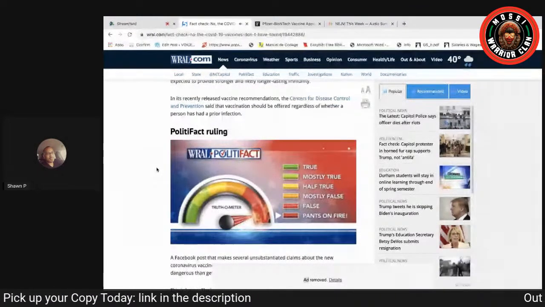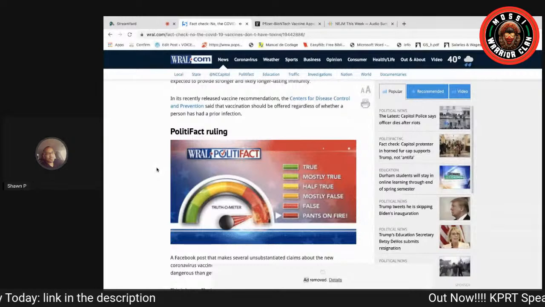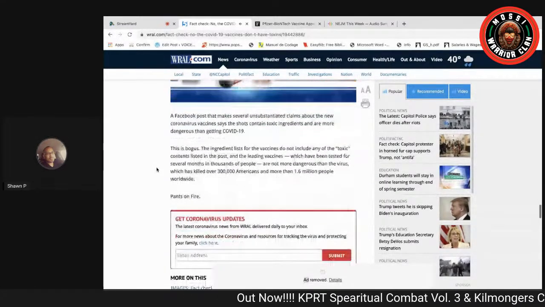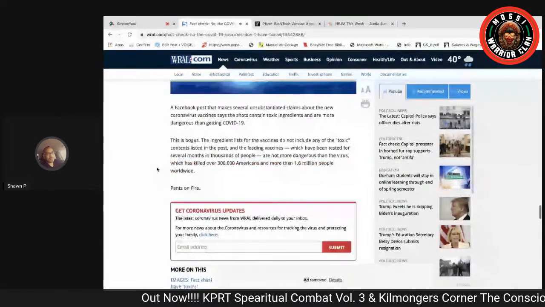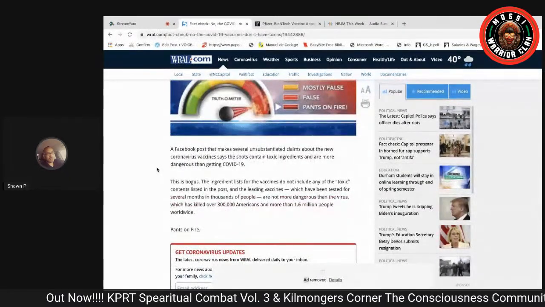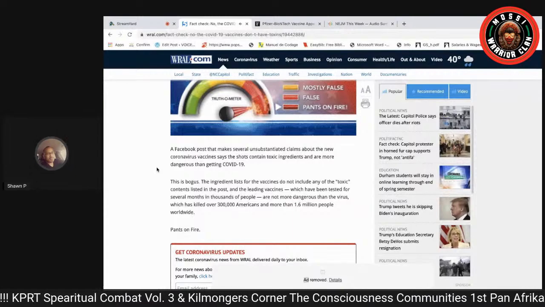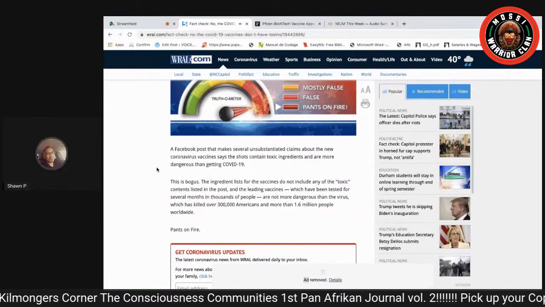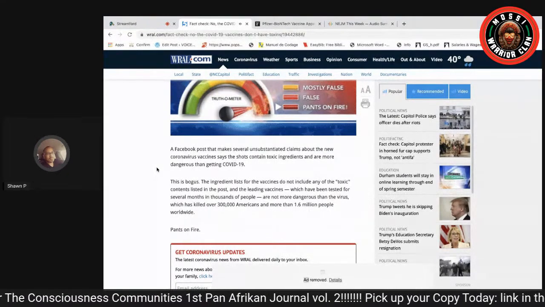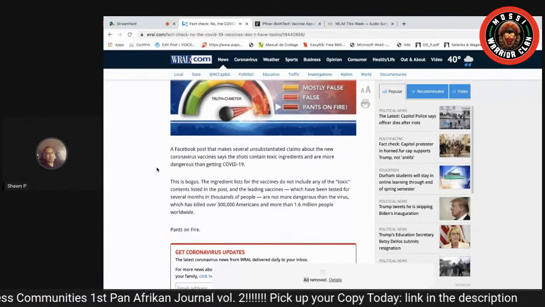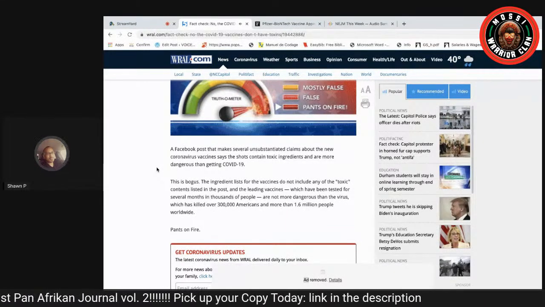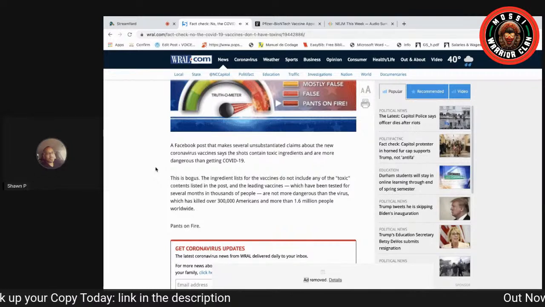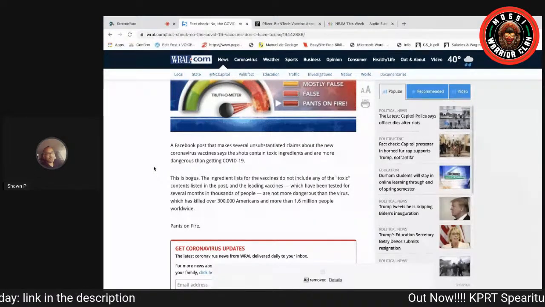PolitiFact ruling: a Facebook post that makes several unsubstantiated claims about the new coronavirus vaccines says the shots contain toxic ingredients and are more dangerous than getting COVID-19. This is bogus. The ingredient lists for the vaccines do not include any of the toxic contents listed in the post, and the leading vaccines, which have been tested for several months in thousands of people, are not more dangerous than the virus, which has killed over 300,000 Americans and more than 1.6 million people worldwide. Pants on fire. Next article.